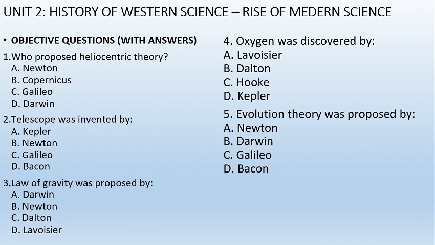So number 4, oxygen was discovered by dash. Who discovered oxygen? Yeah, Lavoisier. Lavoisier rather is the one that discovered oxygen. So number 5, evolution theory was proposed by dash. Who proposed the evolution theory? Yeah, Darwin. Charles Darwin was the one that proposed the evolution theory.